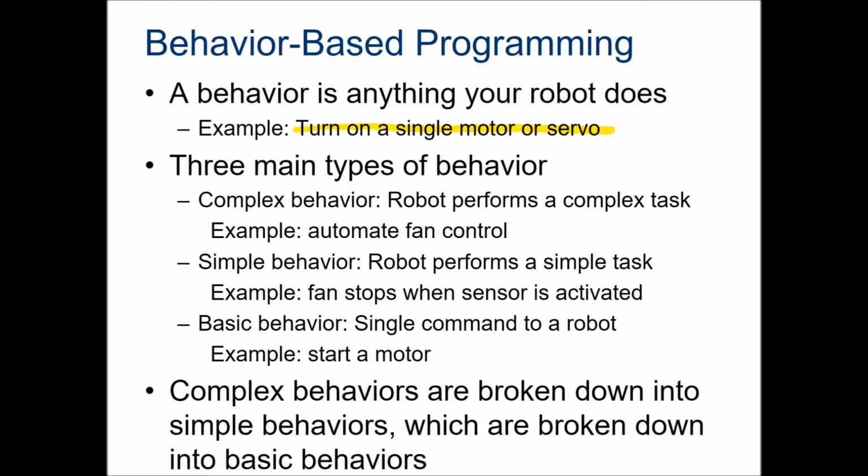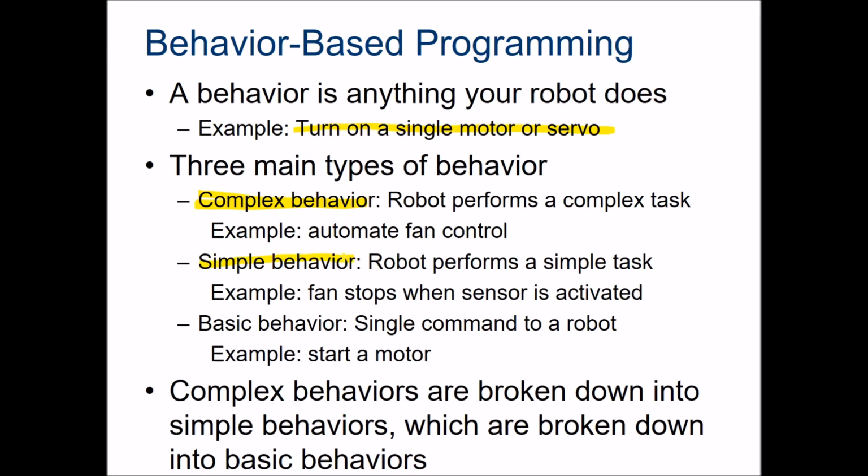There's three main types of behavior, and this is really where it's going to be super helpful to think in these terms. You've got your complex behaviors. This is the big overall thing, where the robot's going to perform a complex task. So for example, automate fan control. That's the whole point of this exercise that maybe you're building your robot for, is automate some sort of fan control. So there's also simple behaviors.